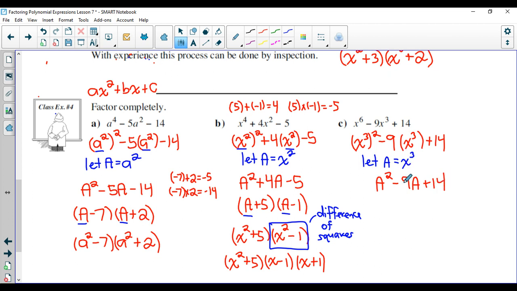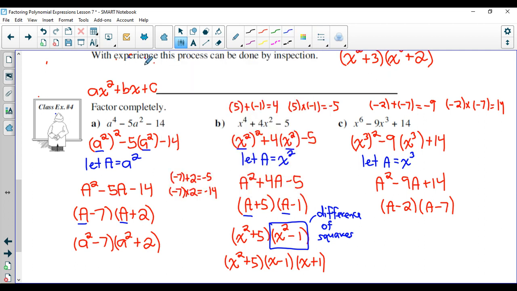And now I need two numbers that are going to add to give you negative 9 and multiply together to give you positive 14. That should be negative 2 and negative 7. So negative 2 plus negative 7 would be negative 9, and negative 2 times negative 7 would be plus 14. Okay, so then this would factor to a minus 2, and it would be a minus 7.